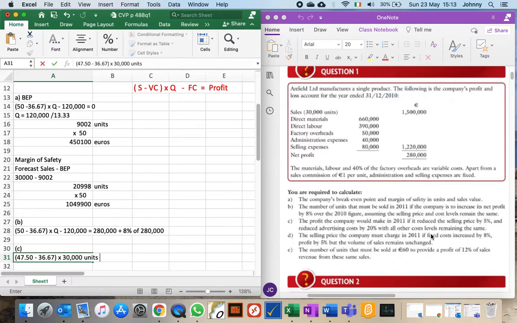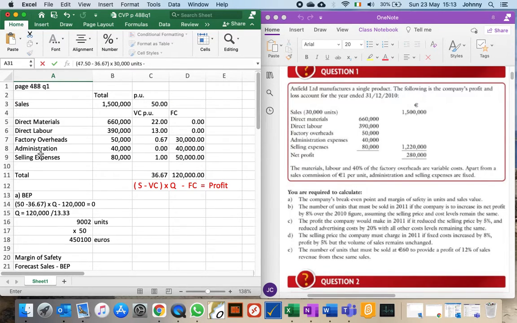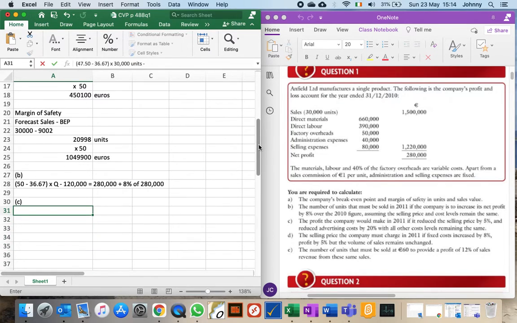Okay, take away our fixed cost. Now, this is where I have to work out our advertising. So we're going to reduce advertising by 20%. Back up here, advertising was built into the fixed element of fixed costs. So 50,000, we're going to take 20% of that away, which means it goes down 10 grand. So our total fixed cost is going to be 110 grand now. So minus 110. And the thing we're looking for is profit. So that's how we do the formula for that one.